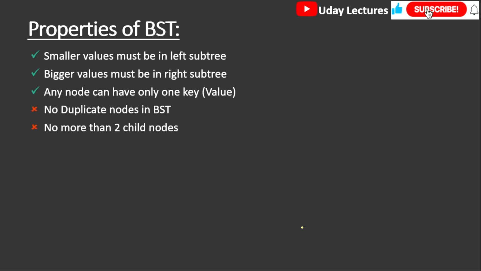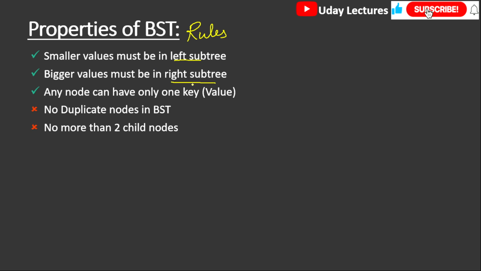Now we try to understand the properties of a binary search tree. The properties can also be called the rules of a binary search tree, which have to be satisfied by any given binary search tree. The very first rule is that all the smaller elements must be in the left subtree for any given node, and all the bigger values must be in the right subtree of any given node.